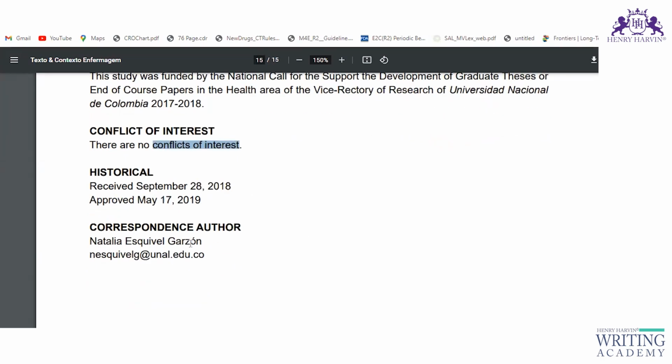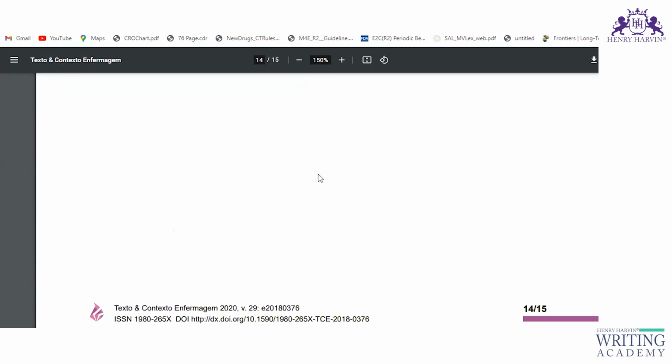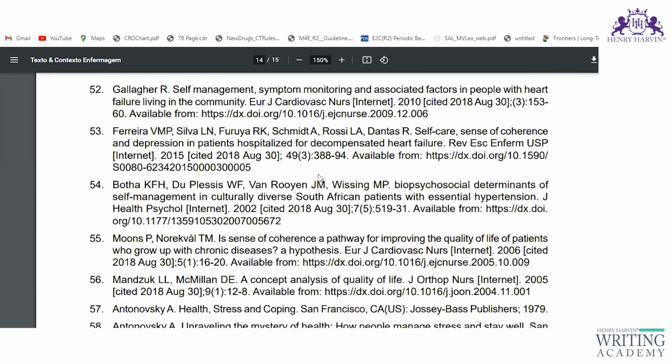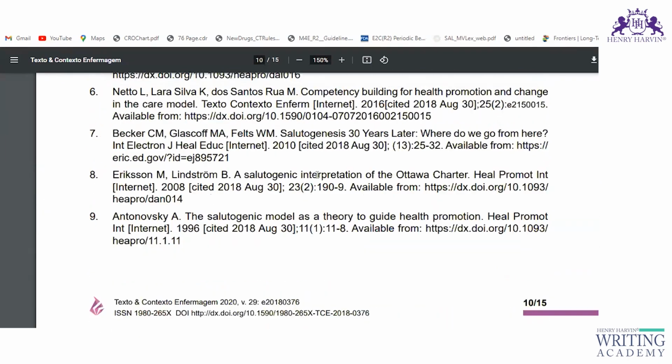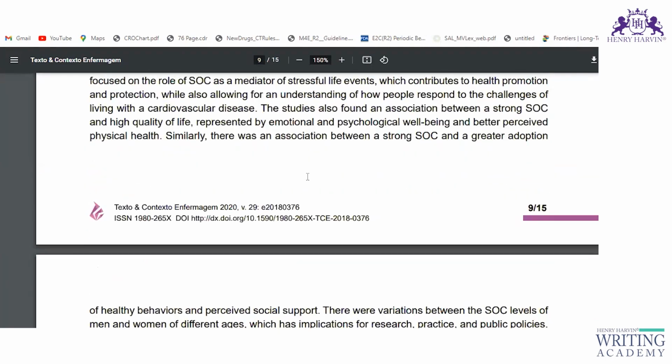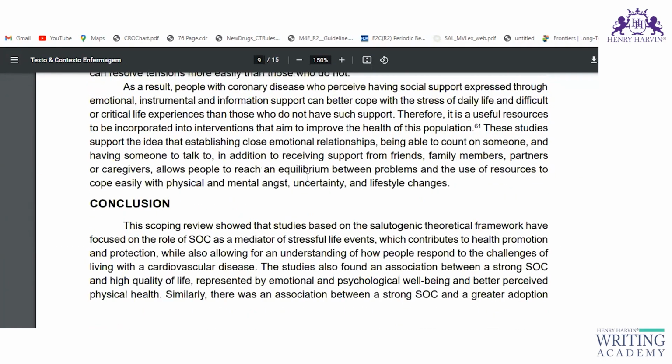Then these are the dates, correspondence, authors, so that depends on what your study is. So like this you have to write the review, any type of review, whether it is a scoping review, whether it is a critical review, or any other kind of review. This is how you have to do it.